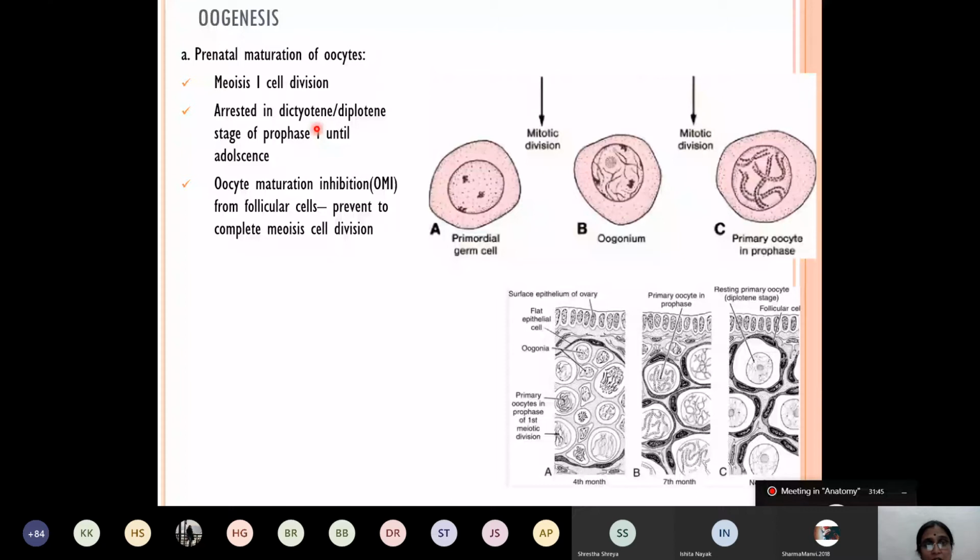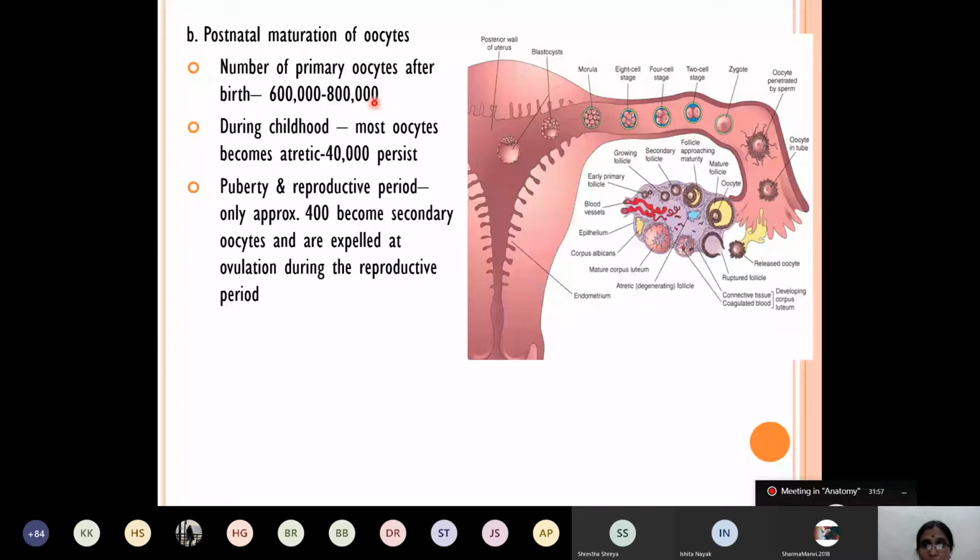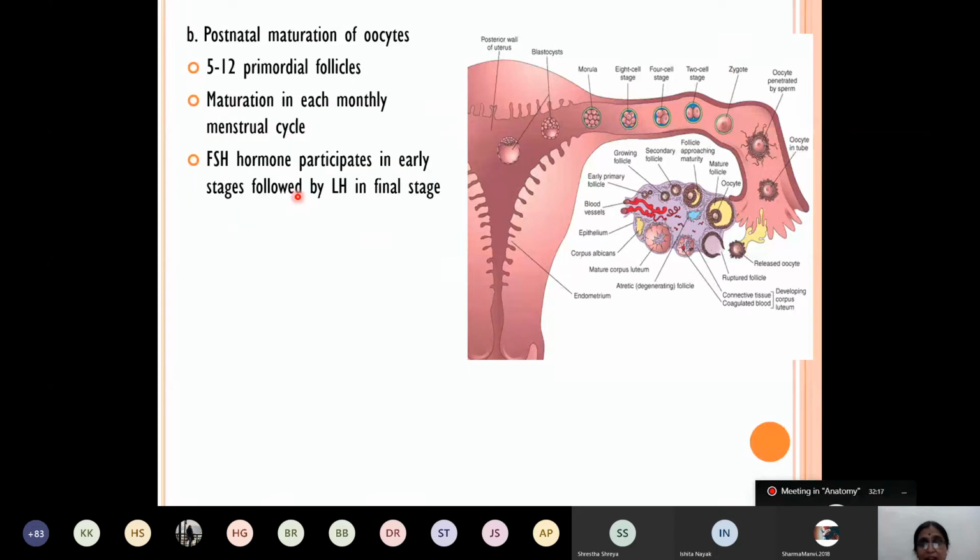So after birth, what happens? There is a total amount of 600,000 to 800,000 follicles with the primary oocyte. During childhood, all the remaining get regressed, only 40,000 persist, and during the puberty and reproductive period of the female, only 400 secondary oocytes get expelled during the period of ovulation. So this is very, very important. And every month, 5 to 12 primary follicles undergo the process of maturation in each monthly menstrual cycle, and this is influenced by the FSH, follicle stimulating hormone, and luteinizing hormone.